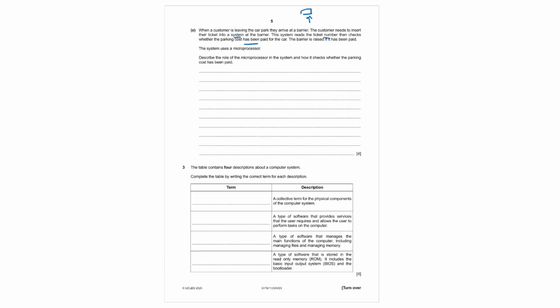Describe the role of a microprocessor in a system and how it checks if the parking cost has been paid. So we can see that there are actually 4 different points given in the question, and there are only 4 points that we have to write. Firstly, it has to check our ticket against the system.